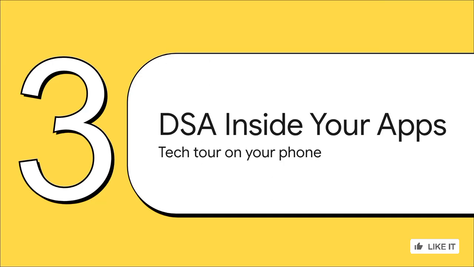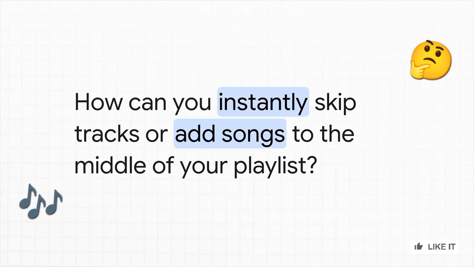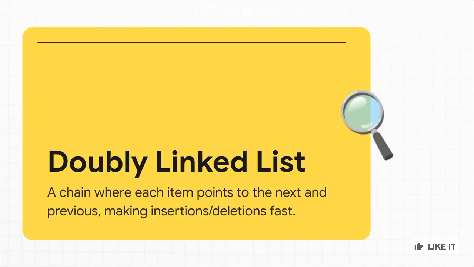And here's the cool part. This isn't just some abstract computer science theory. This is happening right now, on your phone, inside the apps you use every single day. Take your Spotify playlist, for example. You ever think about how you can just skip songs, go forwards, go backwards so effortlessly? Or how you can just drop a new song right in the middle of a playlist without everything breaking? Well, that's a clever little thing called a linked list.